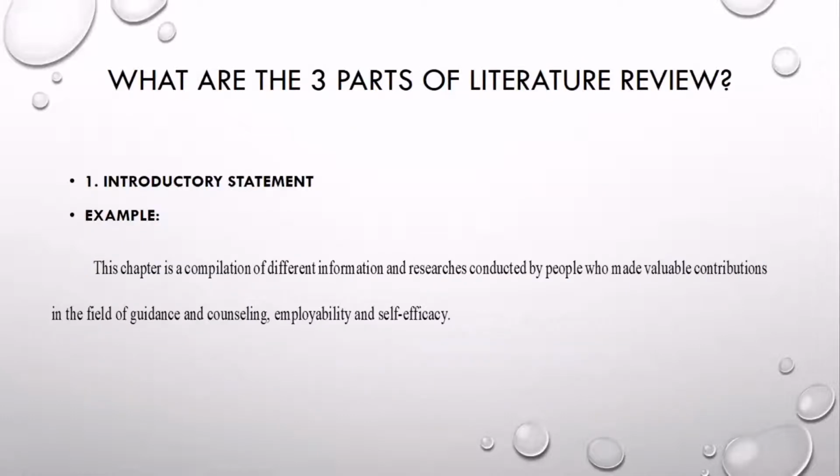These are the three parts of literature review. First is introductory statement. Example, this chapter is a compilation of different information and researches conducted by people who made valuable contributions in the field of guidance and counseling, employability, and self-efficacy. So this is the introductory statement of the thesis. It's just an example. No? You can have your own style in writing the introductory statement.